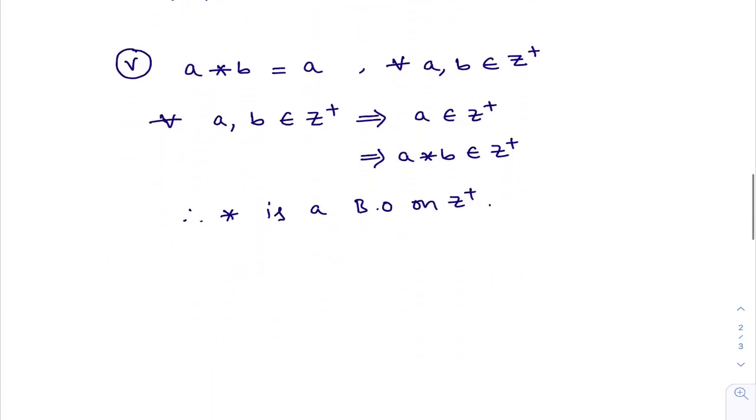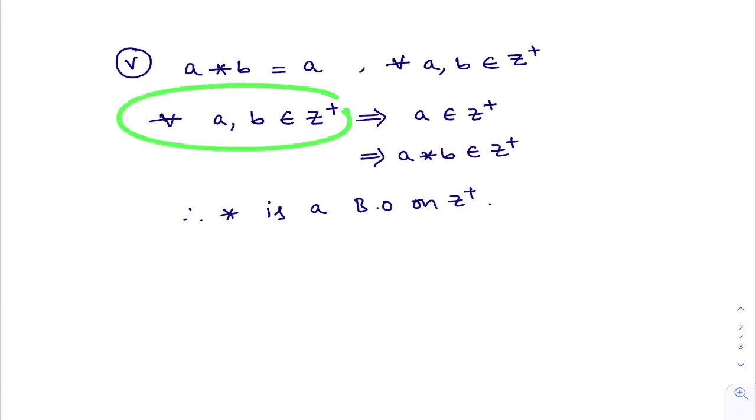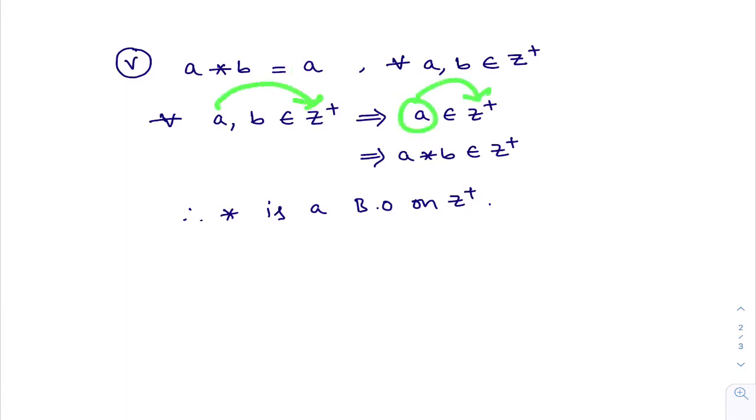Now the fifth bit. In the fifth bit, it is very easy. They have given a star b equal to a, and they are defining it on positive integers. First I take any a comma b belongs to Z plus. A is a positive integer, b is a positive integer. It is a very simple, silly question actually. A is a positive integer, already taken. What is the need for thinking again whether a is a positive integer or not? Clearly a is a positive integer.